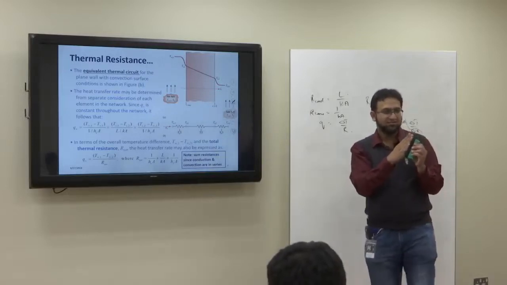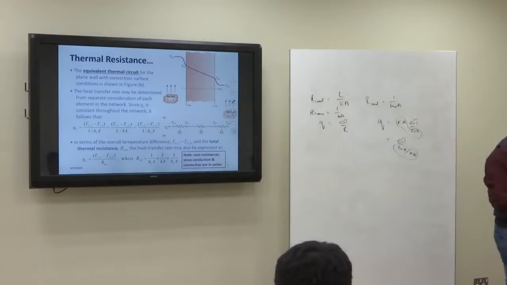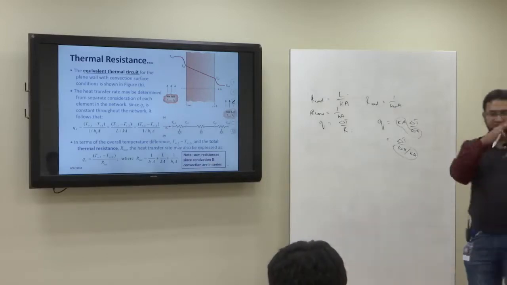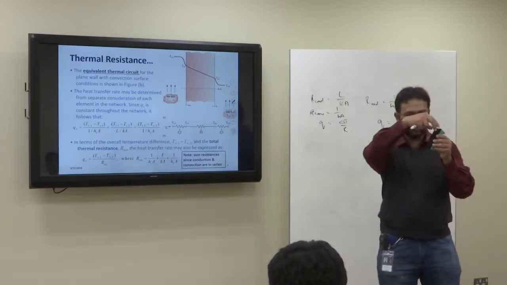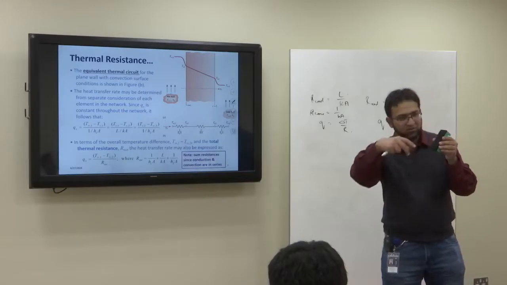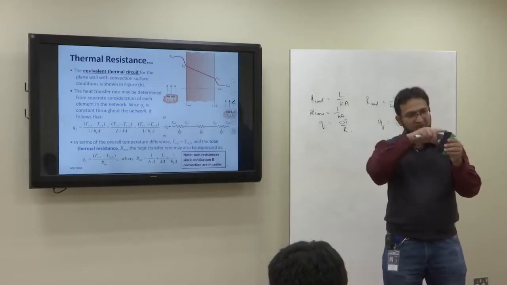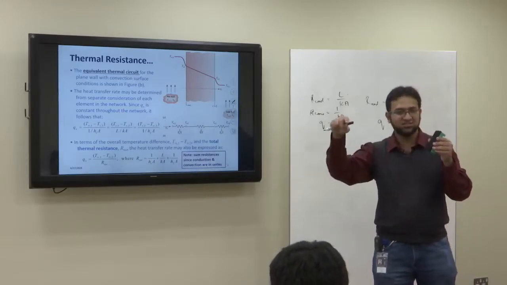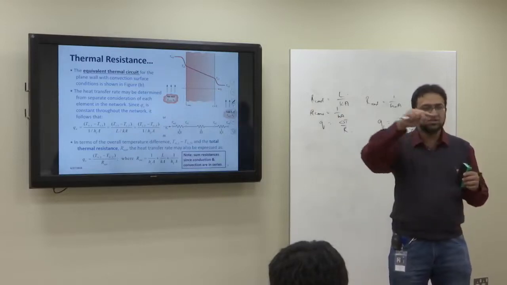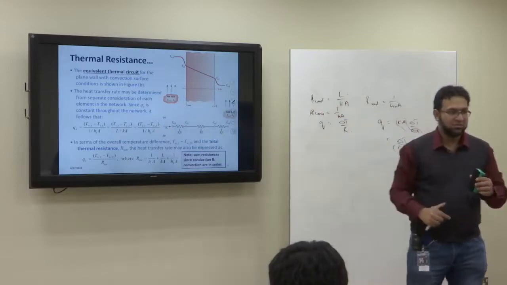Okay. And normally if you have one wall, and over that you have another wall, then you have three walls, and if you have this kind of resistance, then they are in series. So conduction resistances are mostly in series.